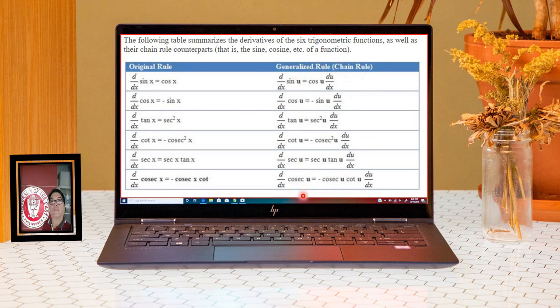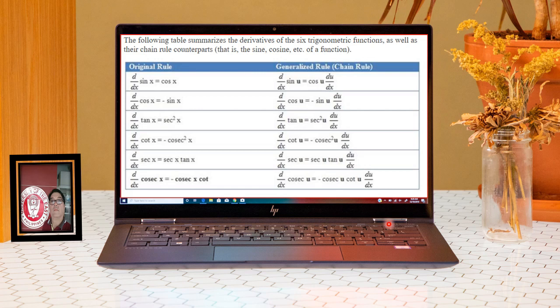Sa generalized rule naman po, wala naman pong pinagkaiba. Ganun pa rin po yung function. The derivative of the function is just the same as the original rule. Kaya lang dito po ay ginawa nating variable yung hindi po x, ano? Ang x po kasi, ang derivative niya is 1. So, dito po, ginawa niyang generalize, ginawa niyang any variable, u. So, the derivative of sine u with respect to x is equal to cosine u, and then you have to multiply it by du dx. Yun po yung naging parte ng chain rule.